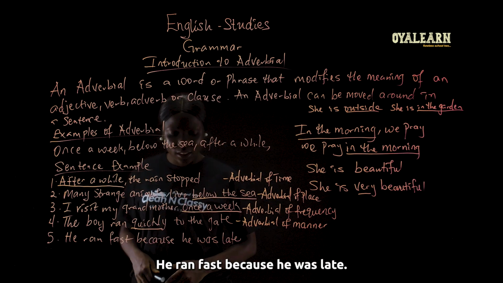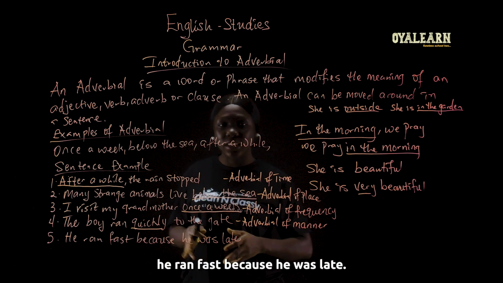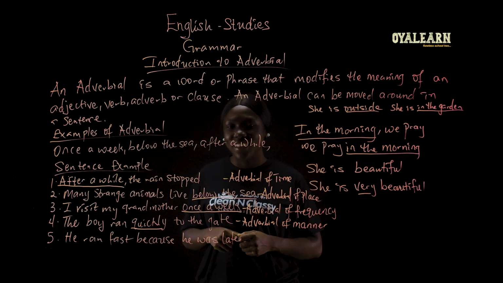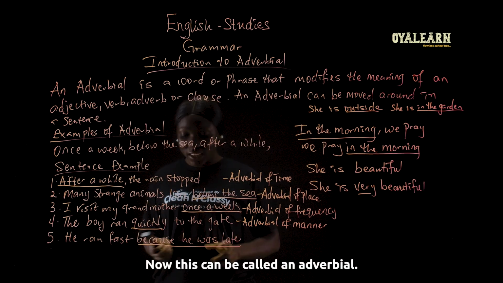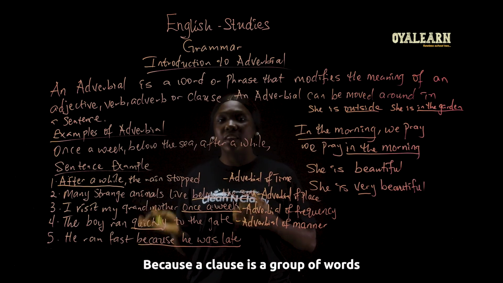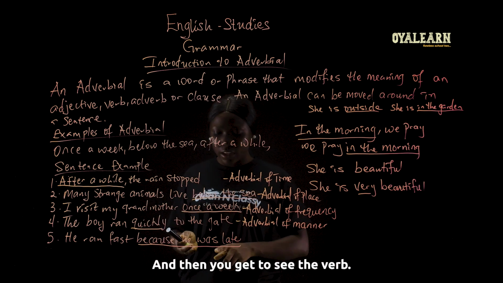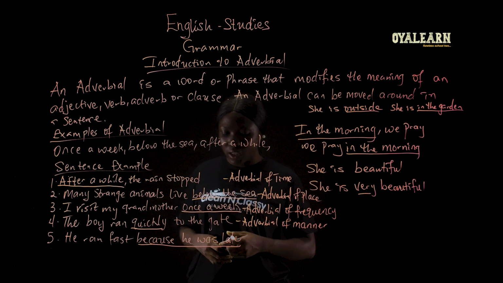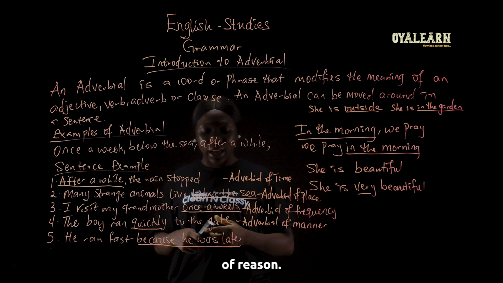Now, lastly, we have sentence 5. He ran fast because he was late. Now, where is the adverbial in the sentence? Very good, because he was late. Now, this can be called an adverbial clause, because a clause is a group of words that has a subject and a verb. And there you get to see the verb here, was. So it's an adverbial clause.